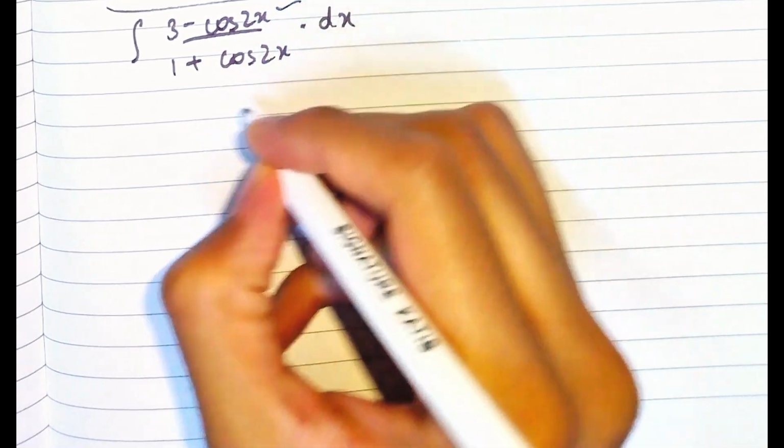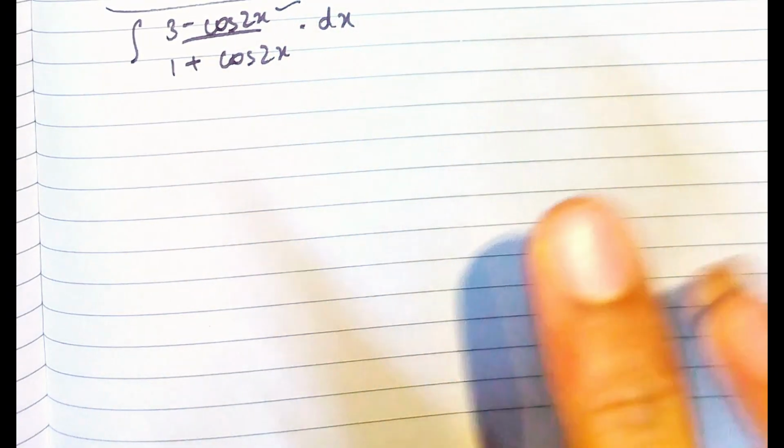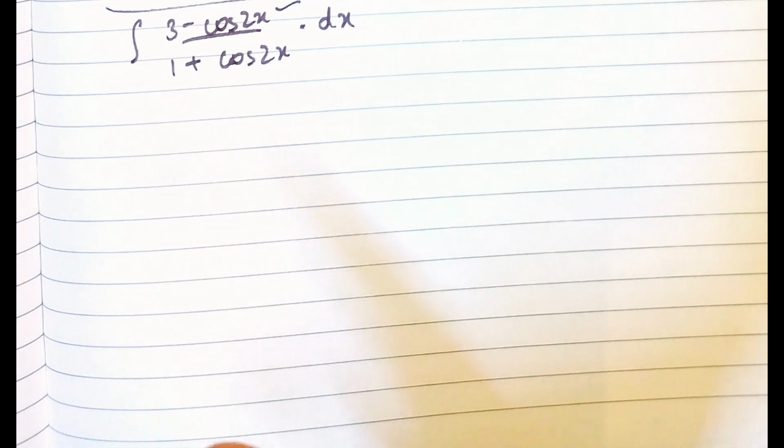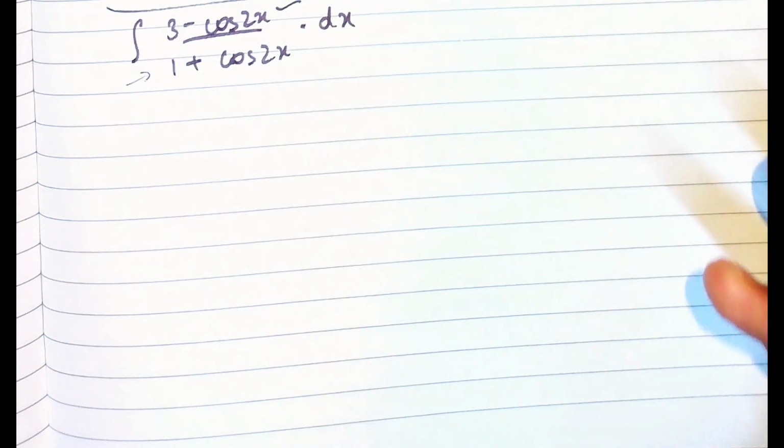Okay, so guys, in this video we have to find the integration of (3 minus cos 2x) divided by (1 plus cos 2x). First of all, there are a lot of formulas being applied in this question, so let's break down all of those formulas.